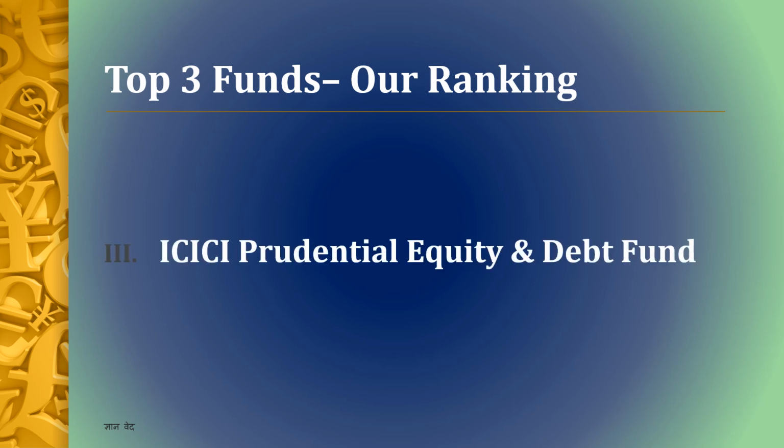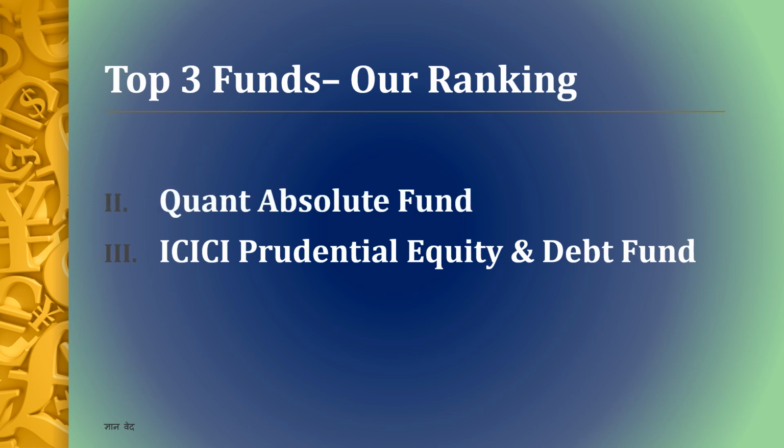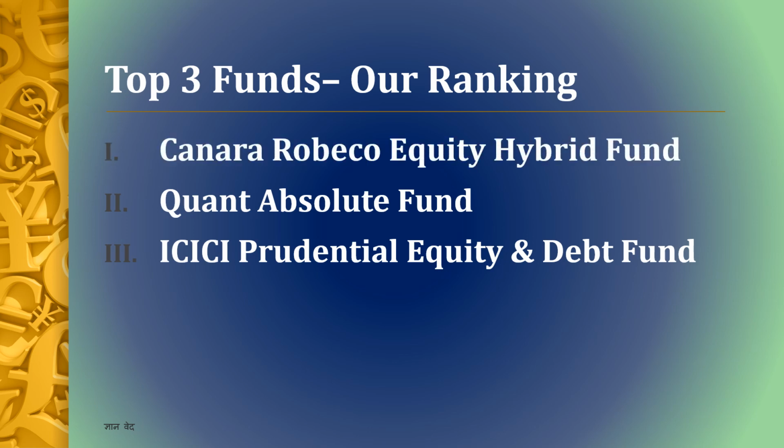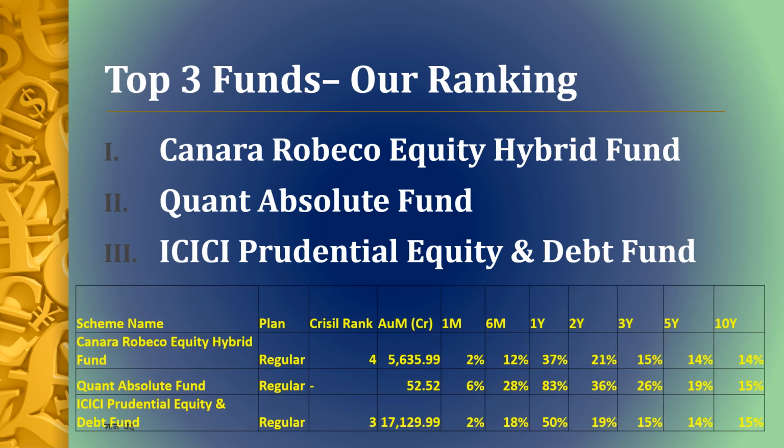Let's look at which is in the third position. ICICI Prudential Equity Fund is coming at third position. Then second position goes to Quant Absolute Return, and first position has been grabbed by Canara Robeco. If we see the comparison of these three funds, you have seen the Quant Fund has given higher returns than Canara Robeco, but as we compared the CRISIL rank, the AUM and the risk return ratios, as per our understanding Canara Robeco should stand first. But all these three funds are good.